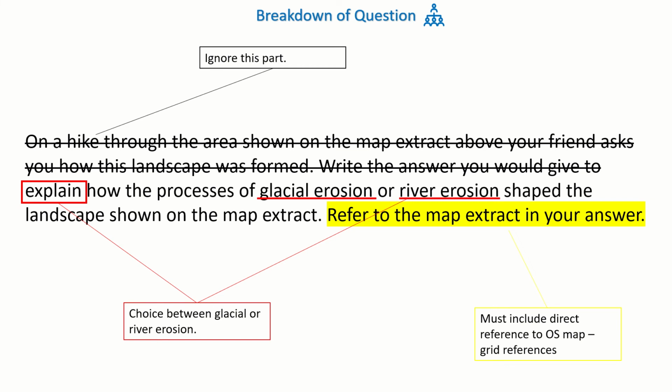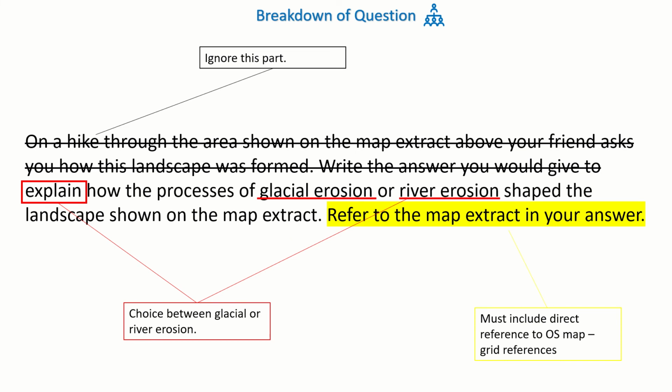On a hike through the area shown on the map extract above, your friend asked you how this landscape was formed. Write the answer you would give to explain how the processes of glacial erosion or river erosion shape the landscape shown on the map extract. Refer to the map extract in your answer.